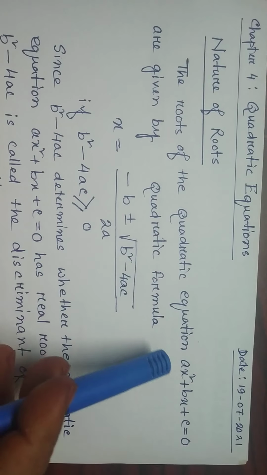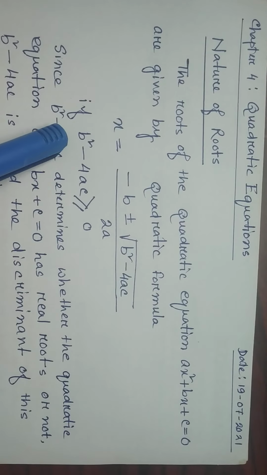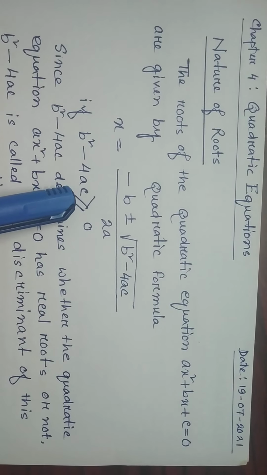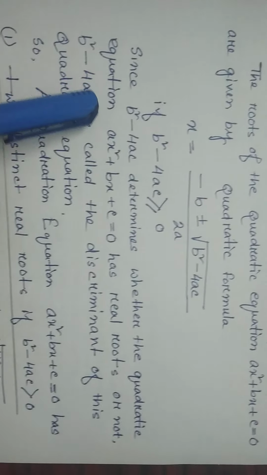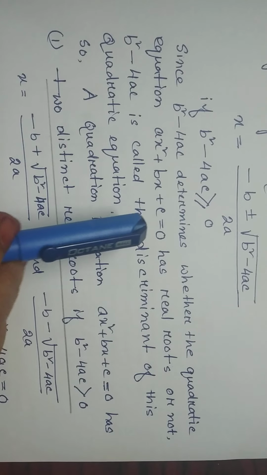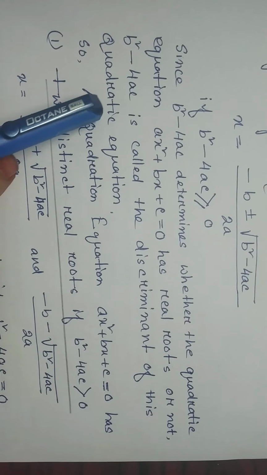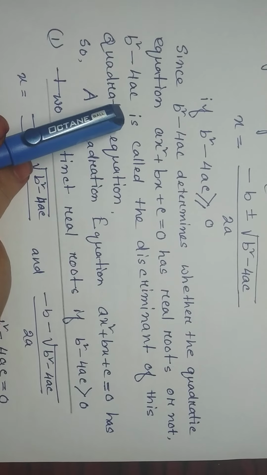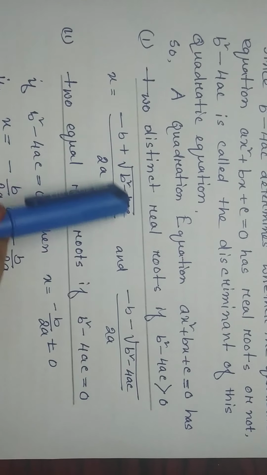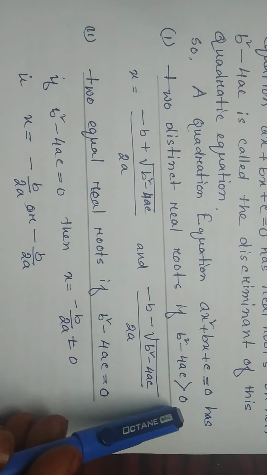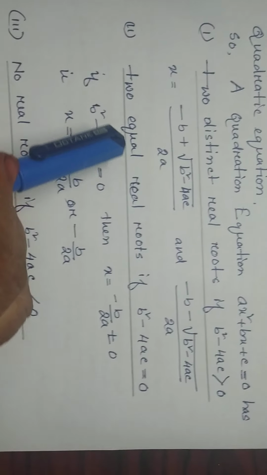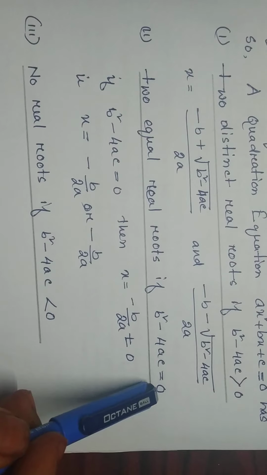With the help of the quadratic formula, we find the roots of the equation, and these roots exist if b square minus 4ac is greater than or equal to 0. And this b square minus 4ac determines whether the quadratic equation ax square plus bx plus c equal to 0 has real roots or not. This b square minus 4ac is called the discriminant of this quadratic equation. A quadratic equation has two distinct real roots if b square minus 4ac is greater than 0, and two equal roots if b square minus 4ac is equal to 0.